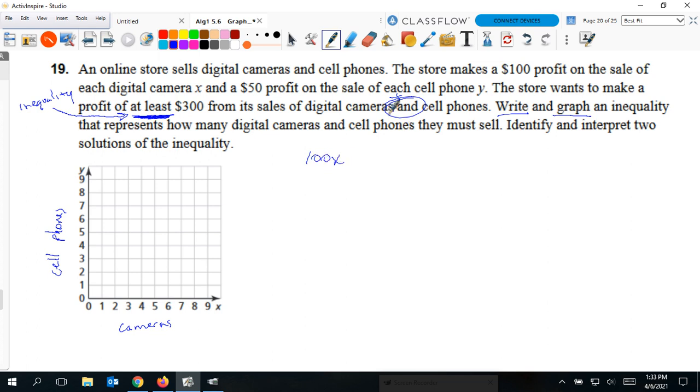We're going to add that, because it's cameras and cell phones, add that to the cell phones, and they make $50 profit on each cell phone. So for every cell phone, 50y. So if y was 1, it's $50 there. If y is 2, it's 100.